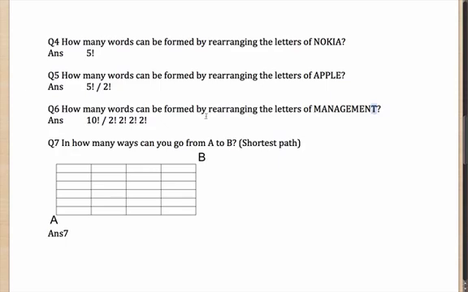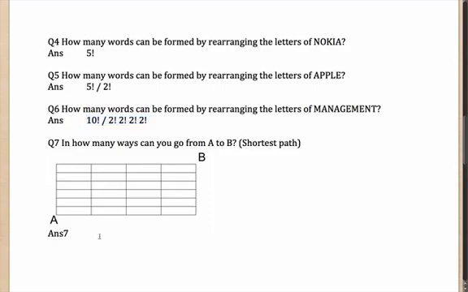So, the number of words that can be formed by rearranging the letters is 10 factorial, because you had a total of 10 letters, divided by 2 factorial for the 2 A's, 2 factorial for the 2 identical M's, 2 factorial for the 2 identical N's and 2 factorial for the 2 identical E's. So that is your final answer for rearrangement of the letters of management.